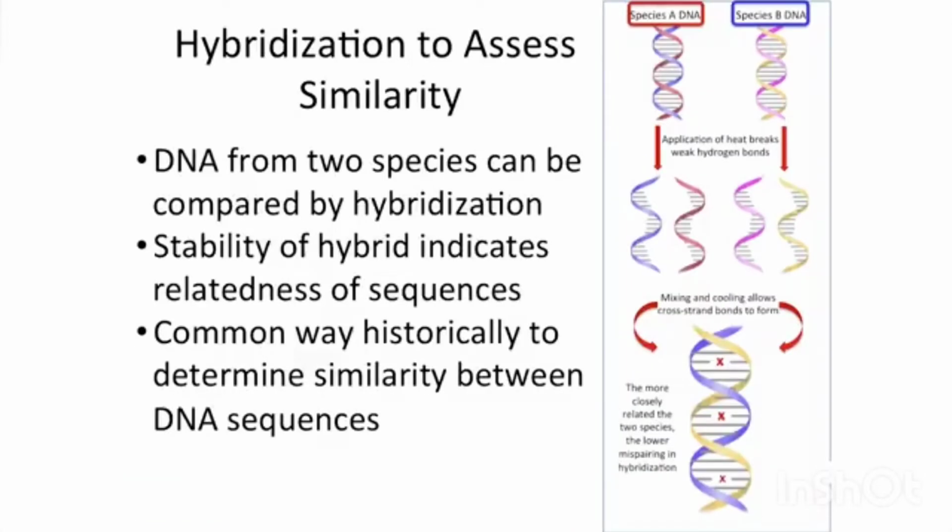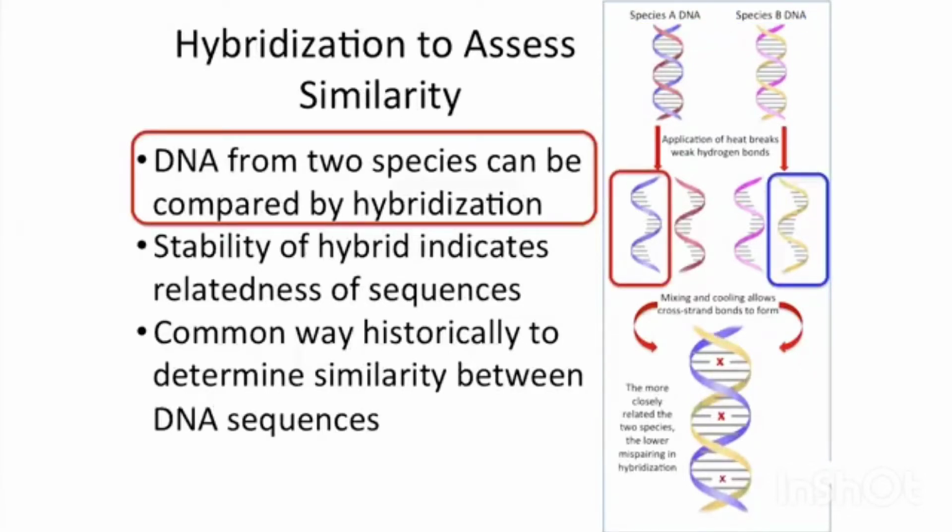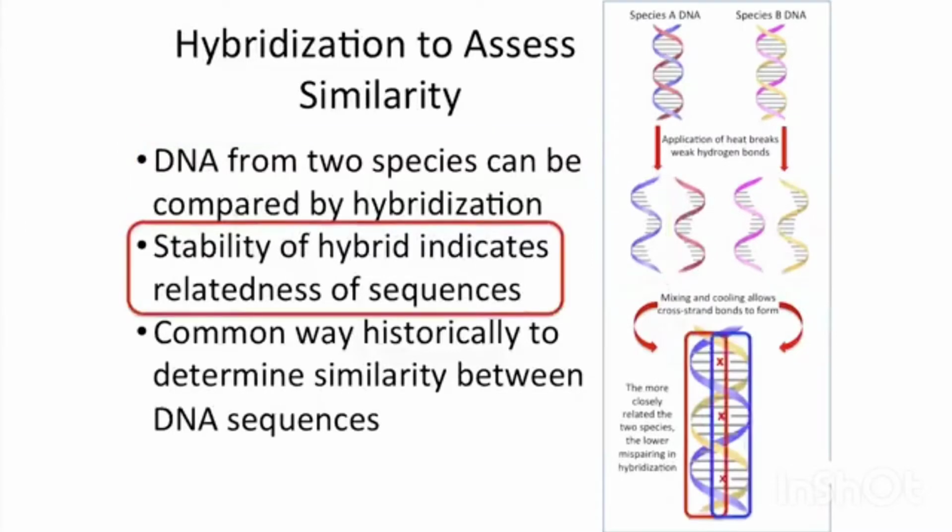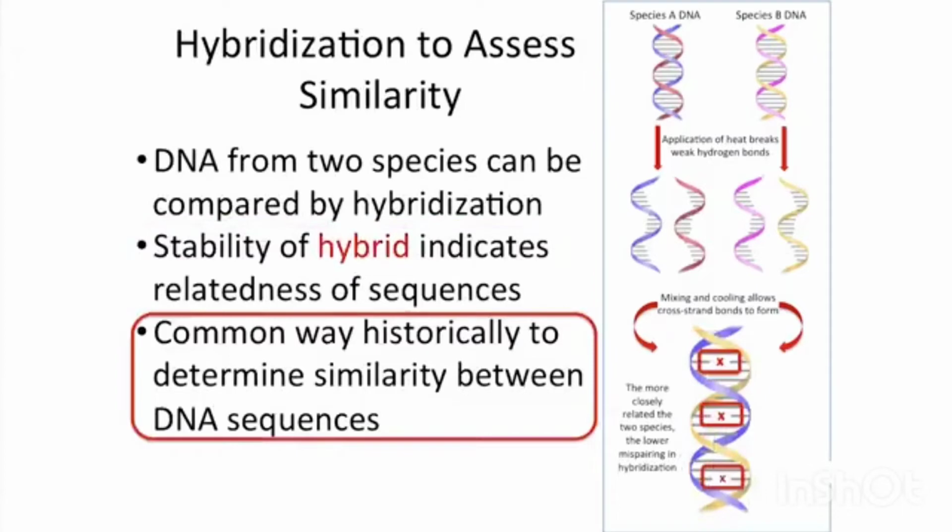Hybridization can be used to compare DNA sequences. Let's say you take DNA from 2 organisms and separate the strands. You denature the DNA. Then you mix and allow strands to renature. Some strands from one species will renature with strands from another, creating a hybrid DNA molecule. The stability of that molecule indicates how related the sequences are. That is, how many of the base pairs in the hybrid line up and form hydrogen bonds. The X's in the figure indicate where hydrogen bonds didn't form.